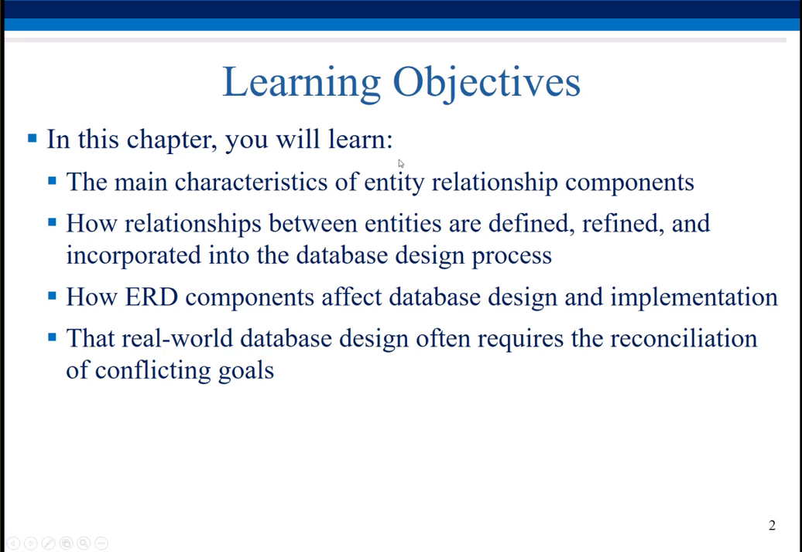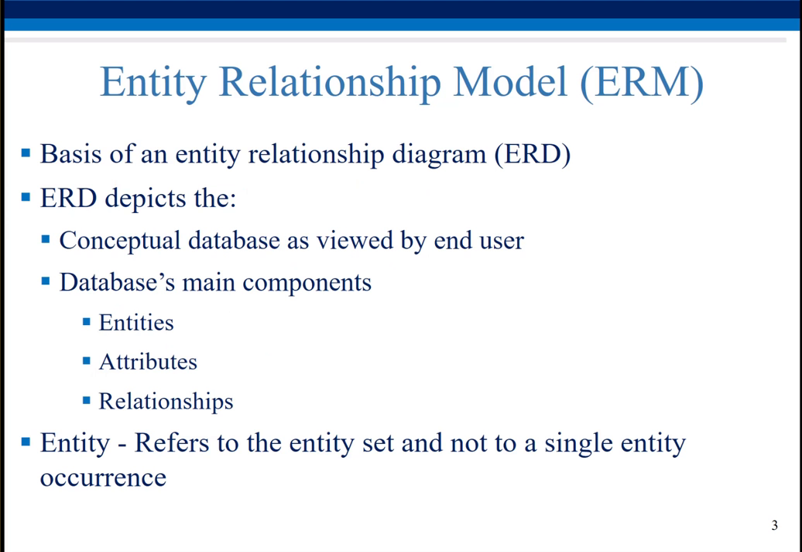These are the learning objectives. You can also get that from Canvas. I posted them as well in this chapter. And again, this is a review of the entity relationship model. Basically, it's a diagram that allows you to get a visual view of the entities, the attributes, and relationships.